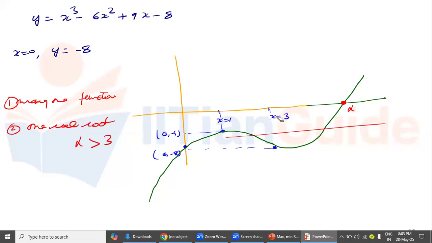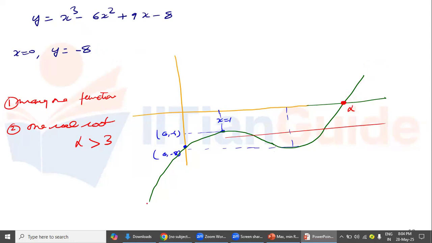Sir, can you explain the second point? The real root. So I am getting y to be 0 at this point only. It has increased, and after that it will not decrease. Dy by dx is positive, it is an increasing function.